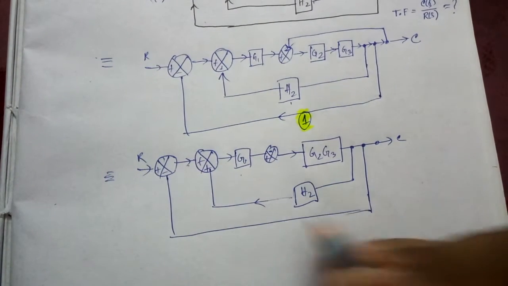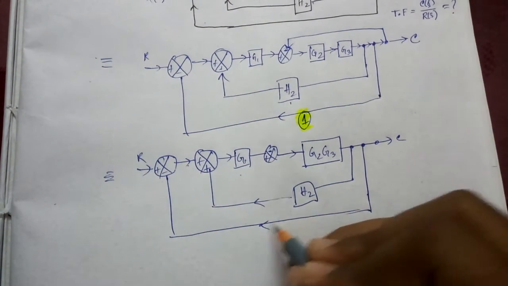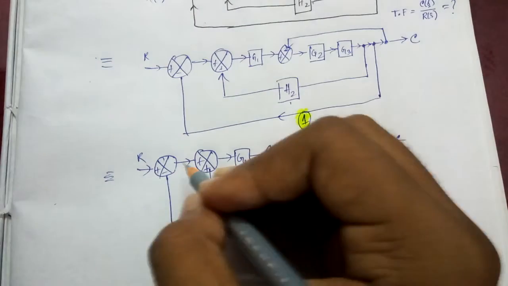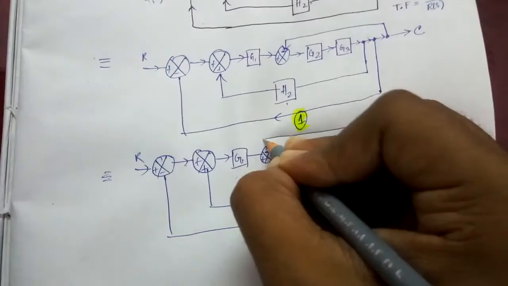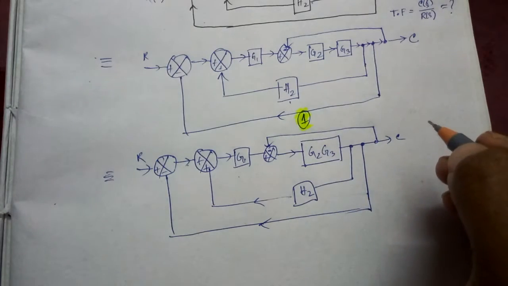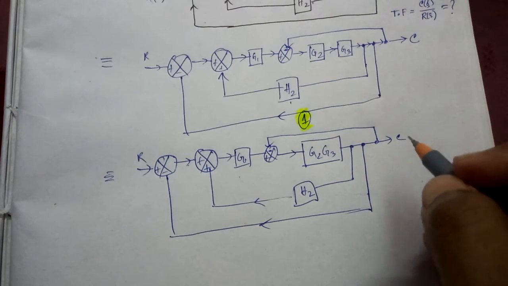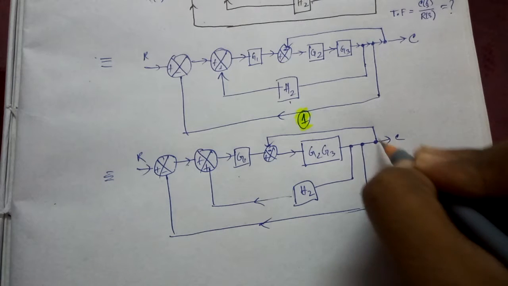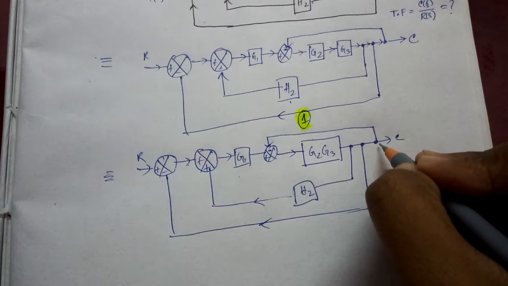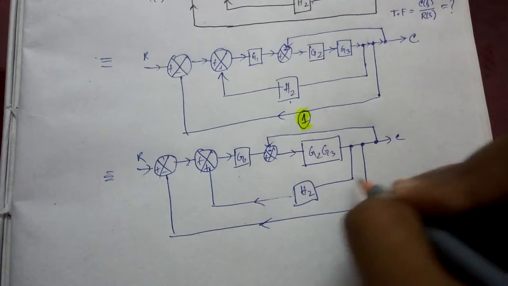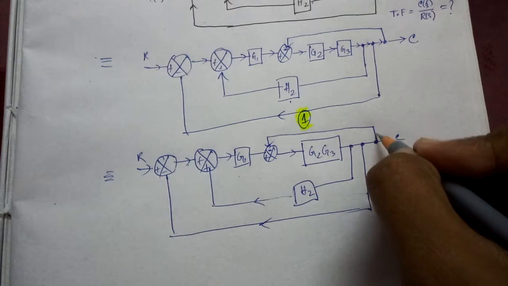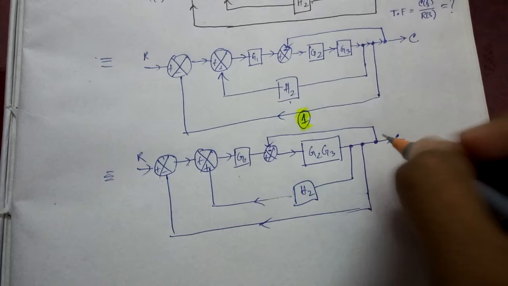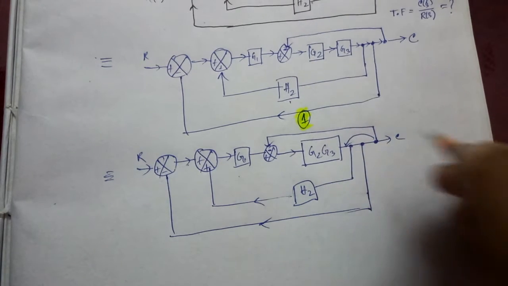In case of unity feedback, you don't need to write 1 every time. You assume it and you can solve it easily. If you practice a lot of problems, it will be easier. Now, in takeoff points, we can shift it before and after, and no change in the block diagram will be there. Means this takeoff point, I can take it here. I can take it here.